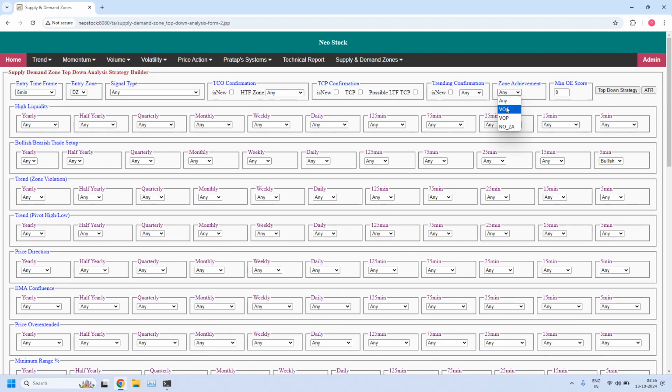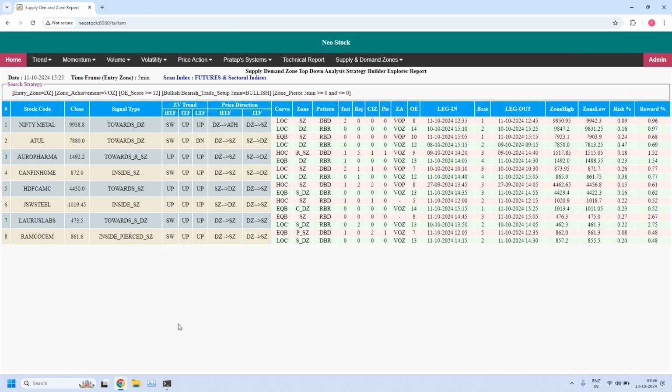So in the pierced count at 5 minutes time frame, minimum value is 0, maximum value is 0. Zone achievement violated opposing zone, minimum order enhanced score 12. All the three filters are applied to 5 minutes demand zone. That's verified. We got 8 stocks. All these 8 stocks are supporting bullish trade setup for hourly income trade, that is entry time frame 5 minutes.